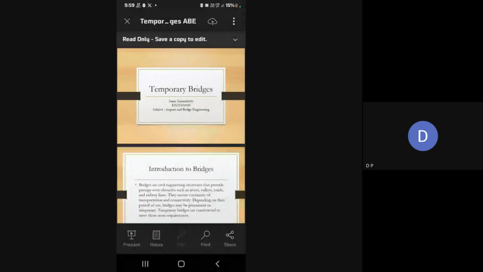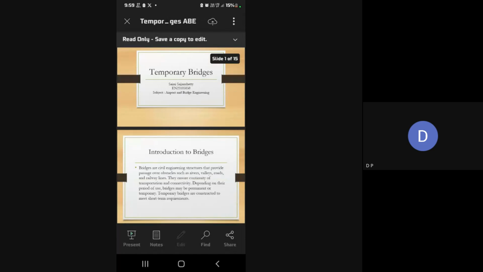Good morning, everyone. I am Saira Sajan Shetty, roll number 50. My topic for today is temporary bridges.